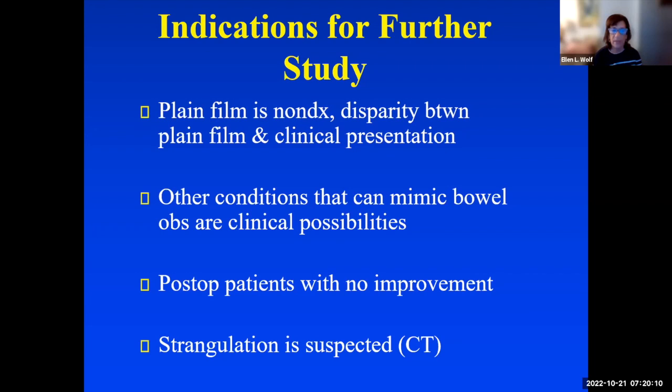So I showed you some cases that looked like they had small bowel obstruction, but they didn't. Post-op patients with no improvement. I told you that ileus, of course, is very common in post-op patients, which I'm sure you're all aware of. But if they don't get better over a reasonable amount of time, maybe they actually do have obstruction. And if strangulation is suspected, you want to go on to do CT.